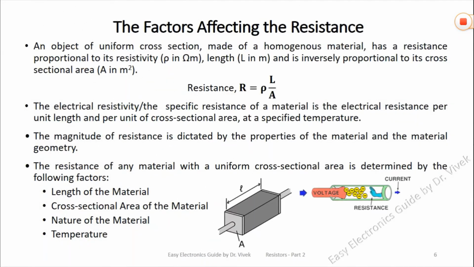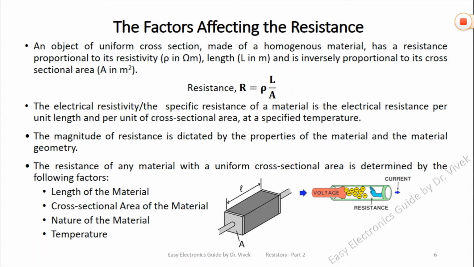Let's discuss the factors affecting the resistance of a material. Resistance depends on the material properties like malleability, ductility, resistivity, and temperature sensitivity. Resistance is also related with the geometric factors like length and cross-sectional area. It is directly proportional to the length and inversely proportional to the cross-sectional area of the material. That means R is directly proportional to L by A. Here L is the length and A is the area of cross section.